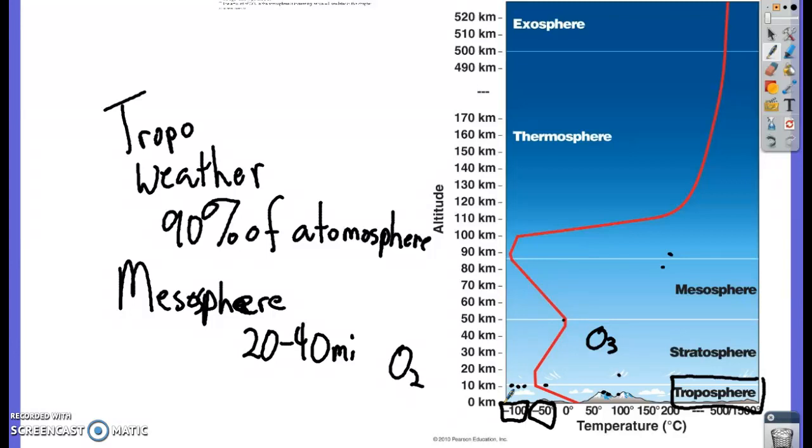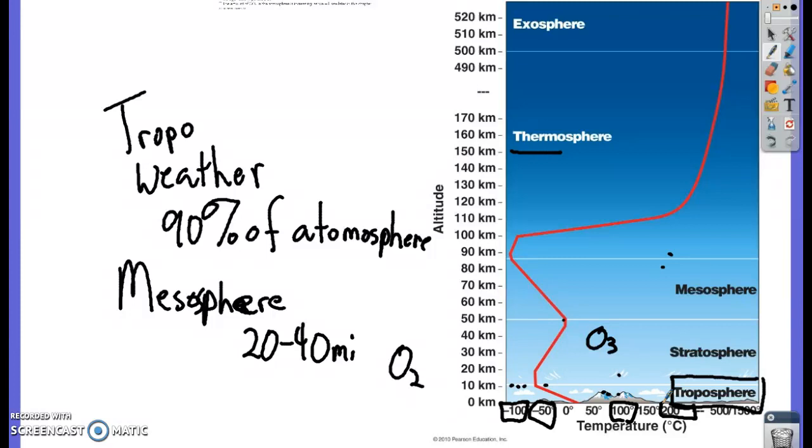Now we get to the thermosphere. Thermo means heat, so you can guess it begins to heat up. The air particles up here begin to heat up extremely high. Here's 100, where water would boil. These may be up to 200 or higher, almost up to 500 degrees perhaps. So they get extremely, extremely hot.